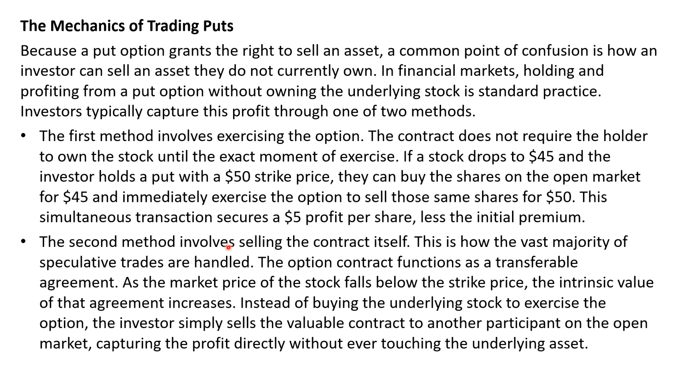The second method involves selling the contract itself. This is how the vast majority of speculative trades are handled. The option contract functions as a transferable agreement. As the market price of the stock falls below the strike price, the intrinsic value of that agreement increases. So instead of buying the underlying stock to exercise the option, the investor simply sells the valuable contract to another participant on the open market, capturing the profit directly without ever touching the underlying asset.